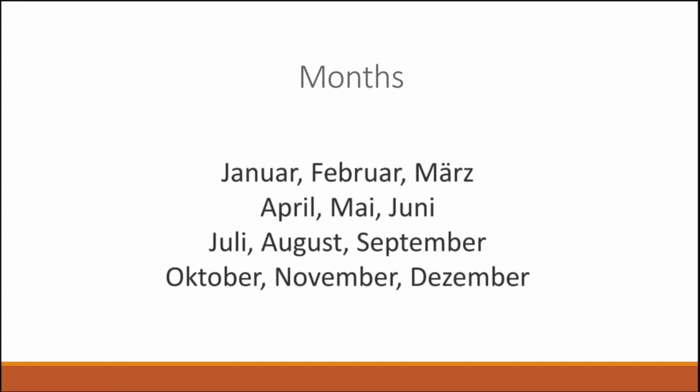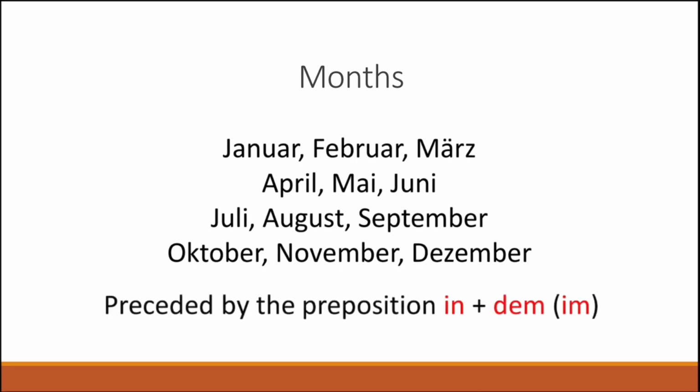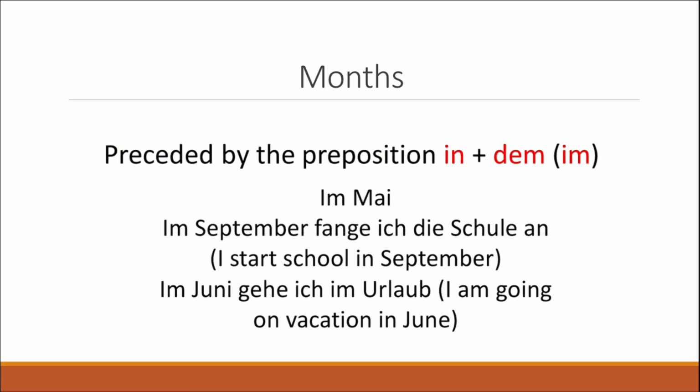Now, following on, we're going to discuss months. The months of the year in German are as following: Januar, Februar, März, April, Mai, Juni, Juli, August, September, Oktober, November und Dezember. And they are very similar to the seasons because they are also preceded by the preposition im, in dem, or simply im. Here you can see some examples.